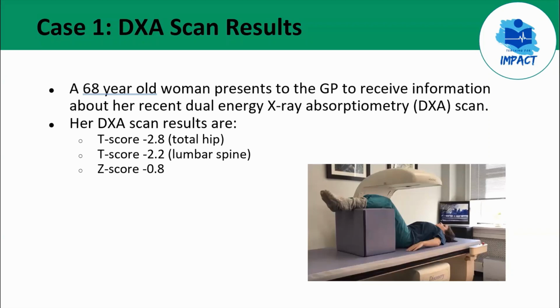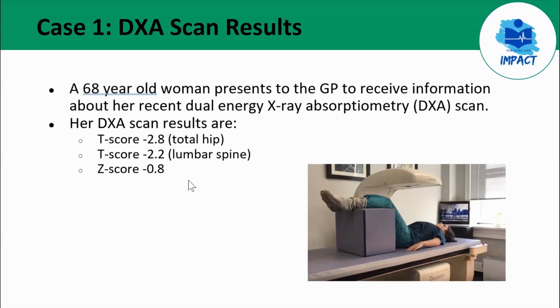Z-score is the number of standard deviations by which a patient's bone mineral density varies from the age and sex matched mean bone mineral density. In other words, it takes this patient's bone mineral density and compares it to the mean bone mineral density for 68-year-old females. T-score is the only score that is used in the diagnosis of osteoporosis or osteopenia. And Z-score is not used for that purpose, but it gives the patient some idea about how they're doing compared to people of the same age and sex. Because this patient has a T-score of a number lower than negative 2.5, she does indeed have osteoporosis.